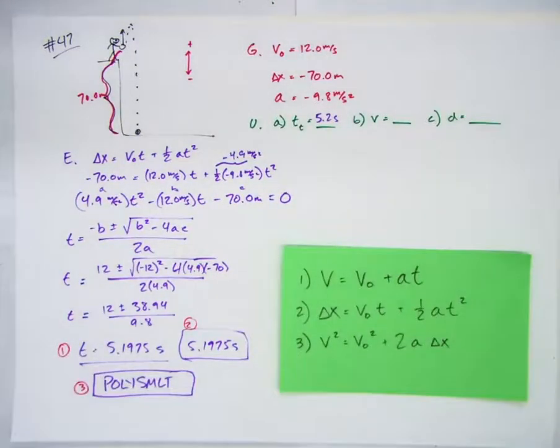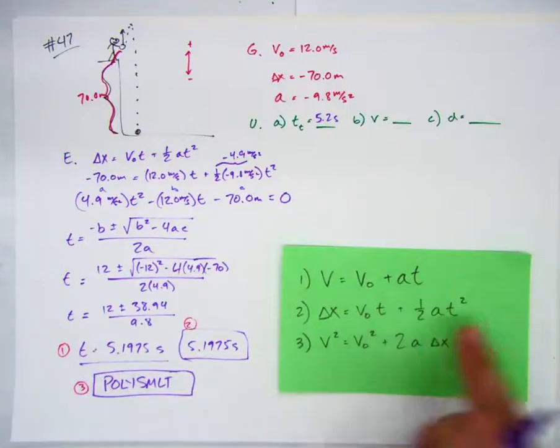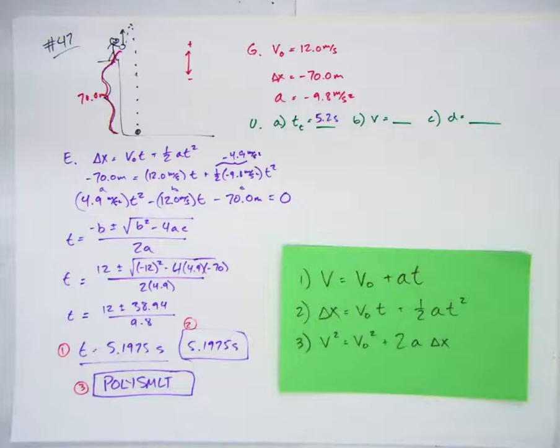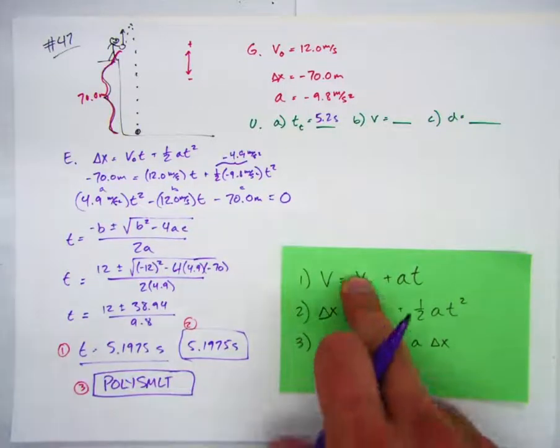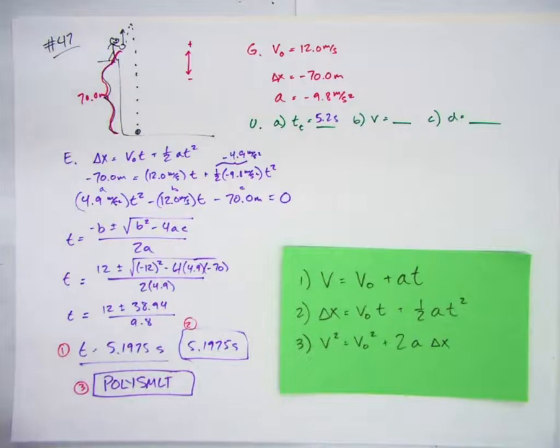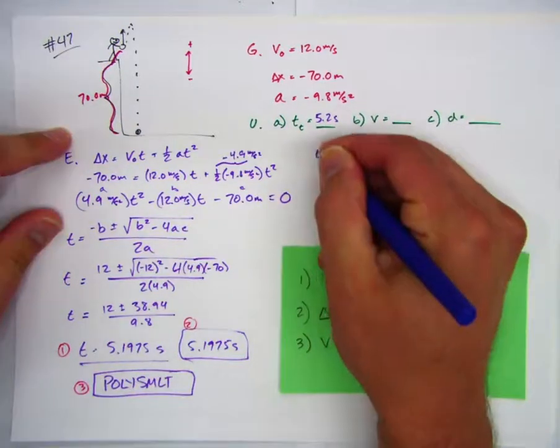Once you find the first thing, the time in the air, the whole world is open to you in terms of equations, right? It's a lot easier now because now you have time. So you really have more options. So let's go with the simplest one, which will be equation 1. I'll go blue for this one.